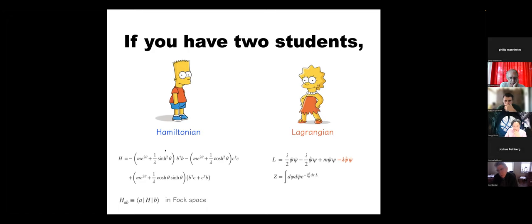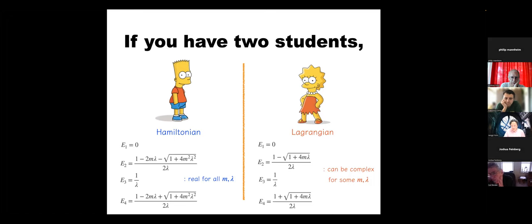So now, if you have two students, you can give these two problems separately. To Bart, you can give this Hamiltonian and ask him to diagonalize it by calculating this matrix element. And to Lisa, you give this Lagrangian and ask her to evaluate the partition function at finite temperature, of course imposing the appropriate boundary condition. And it's a very easy problem.